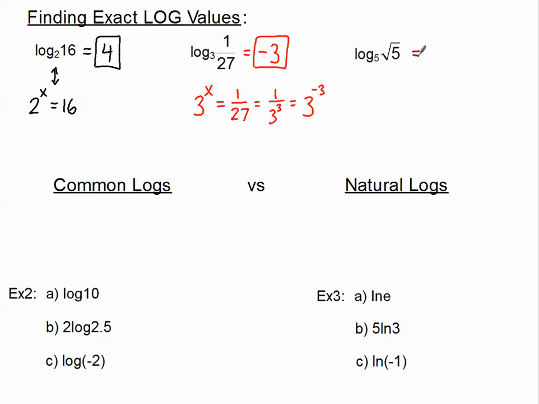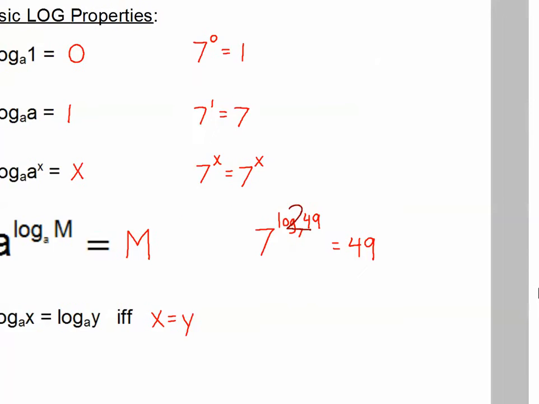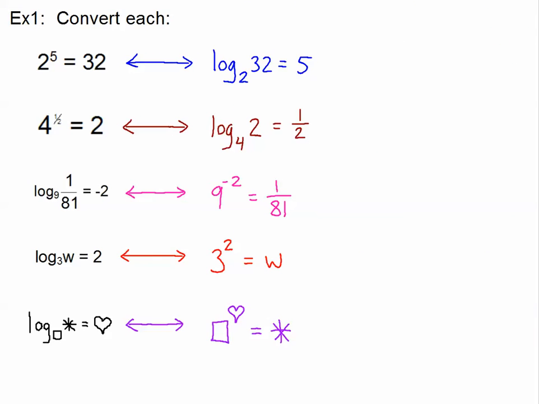Here's our last one. Log base 5 of the square root of 5. What exponent does 5 have to be raised to get the square root of 5? I feel like we just talked about that when we were converting, not there, but right here. Didn't we have a 1/2 power? And I said that was equal to a radical.